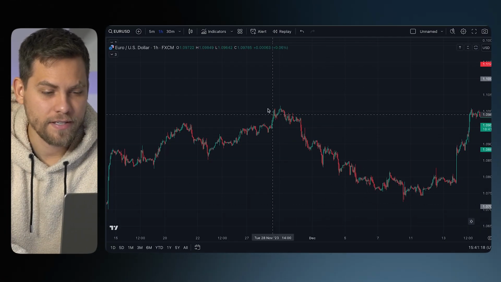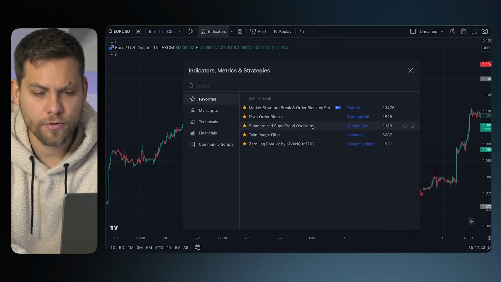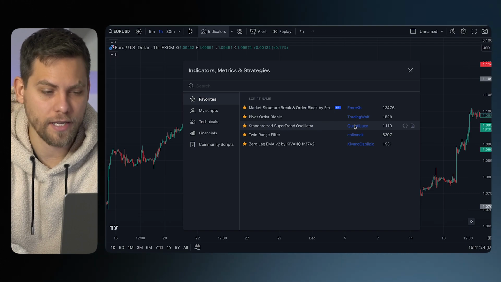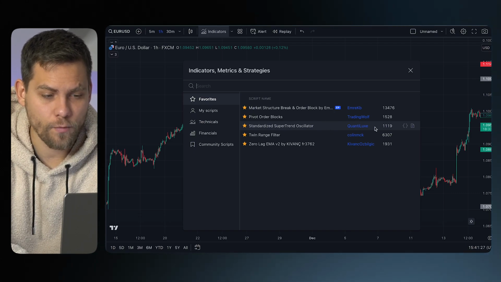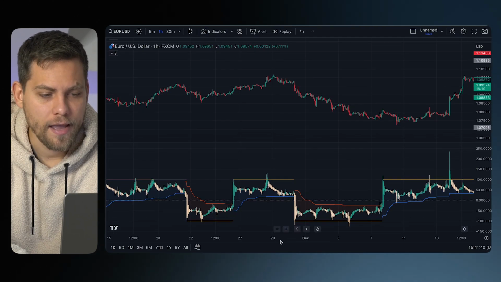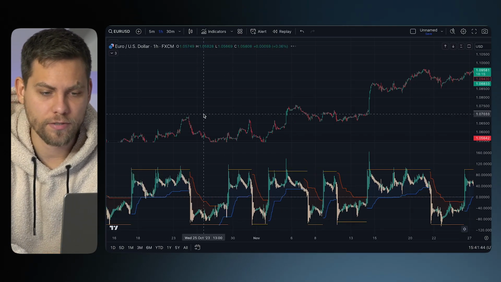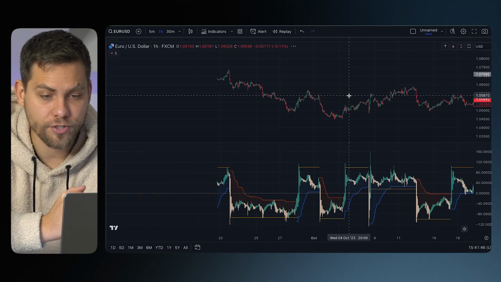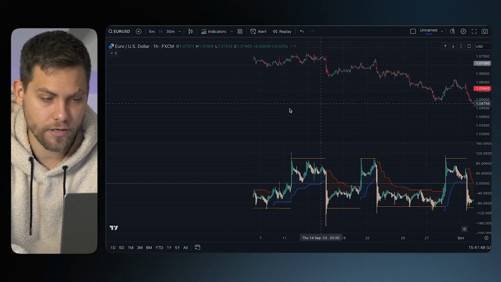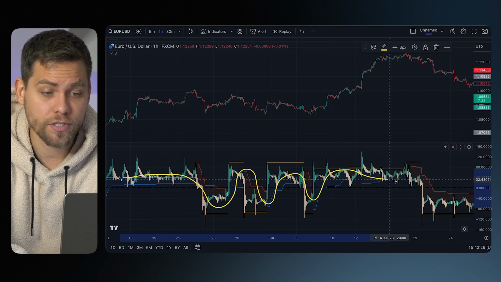To add this amazing indicator to our chart here, we click on Indicators and search Standardized SuperTrend Oscillator. This one is written by someone named Quantinux. Alright, this is the new SuperTrend, and instead of overlaying on the price chart like older versions, this one is added below the chart because it's an oscillator. As you can see, it's moving above and below the central line, which is 0.